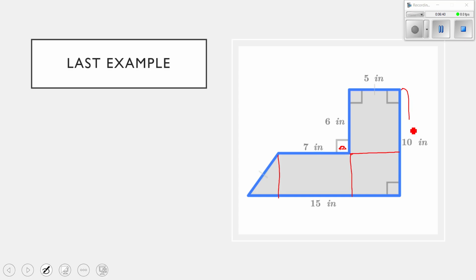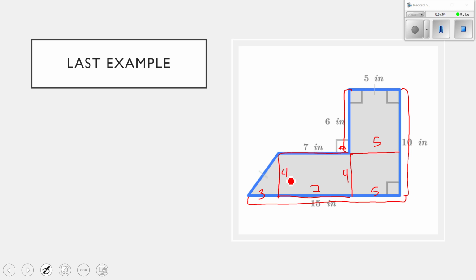Okay, this whole length right here is 10. So if this is 6, this part right here must be 4. If this is 5, we have 5 right here and 5 right here. This is 7, so this is 7, and this whole length needs to be 15. 5 plus 7 is 12, so this right here is 3, and this 4 matches right here.